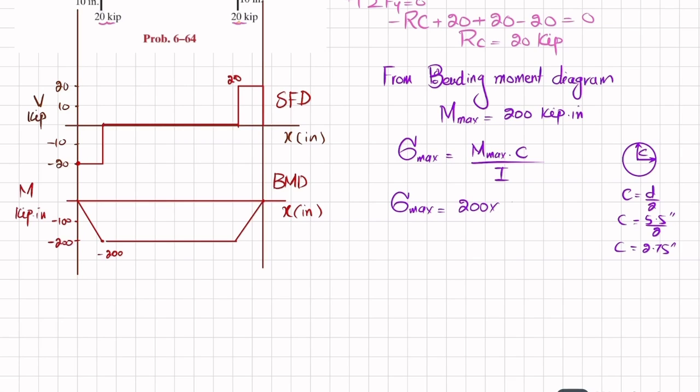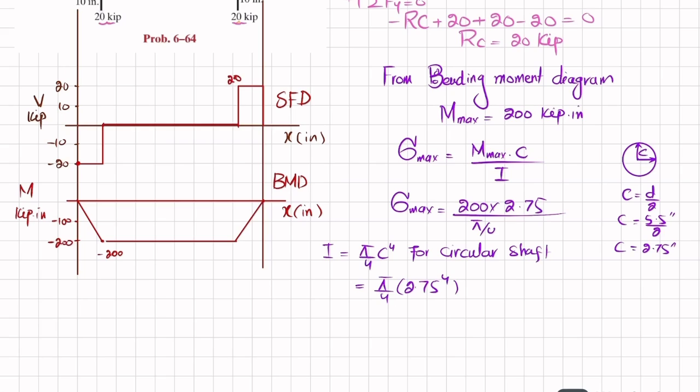Clear? This is C, so it is 2.75, divided by moment of inertia I, and I for a circular shaft is equal to pi by 4 C power 4. So you can calculate it as pi by 4 into 2.75 power 4. You can put it over here. When you calculate it, you will get maximum bending stress comes out to be 12.2 KSI, which is the answer of this question.